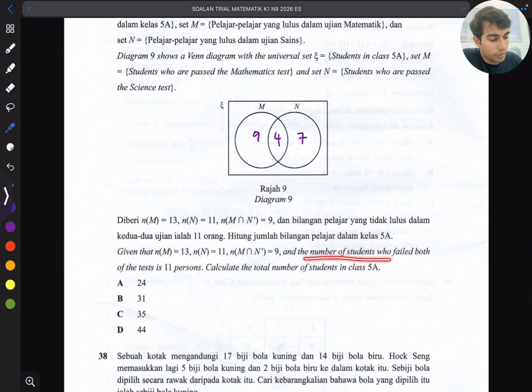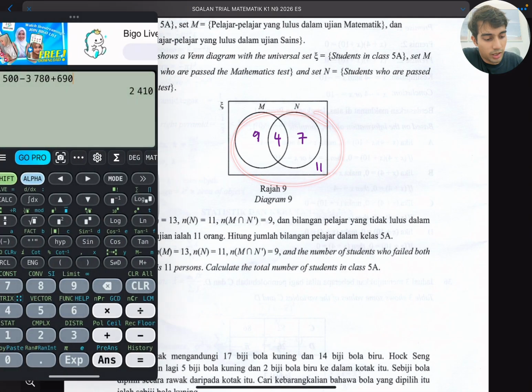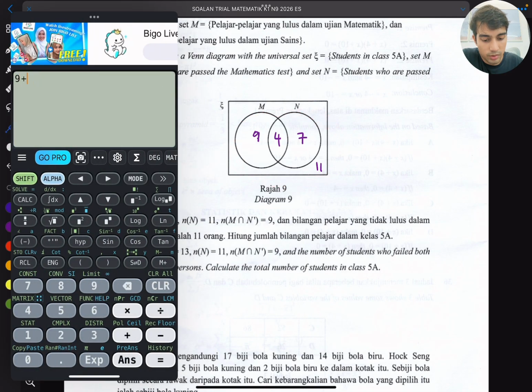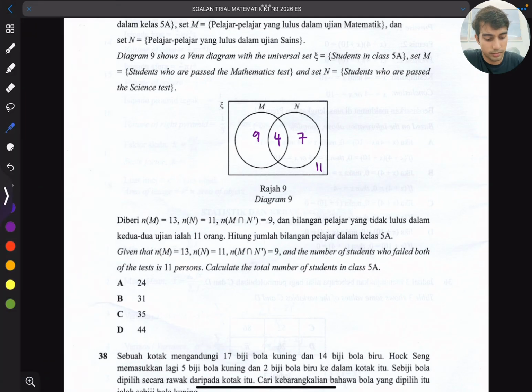Number of students who failed both is 11. So those who failed means they never pass anything. That means we put them outside here. This one failed. Calculate total number of students in class 5A. So total means you just plus everything: 9 plus 4 plus 7 plus 11. 31. B. Done.